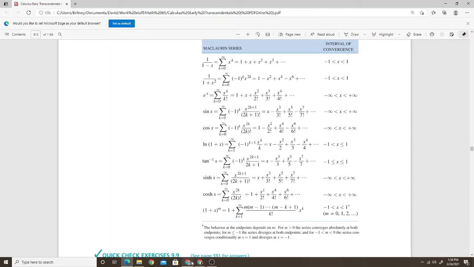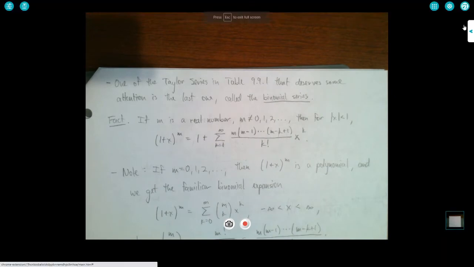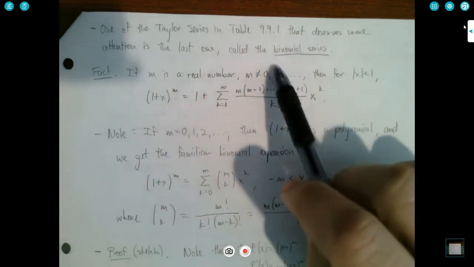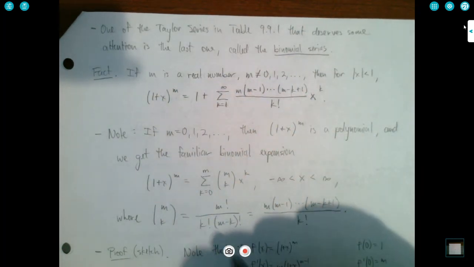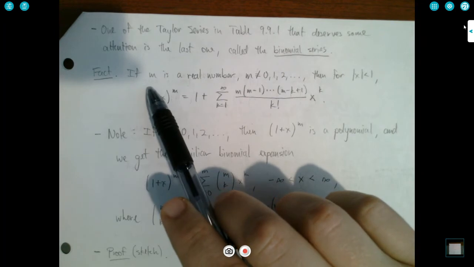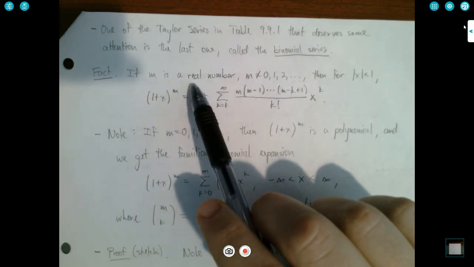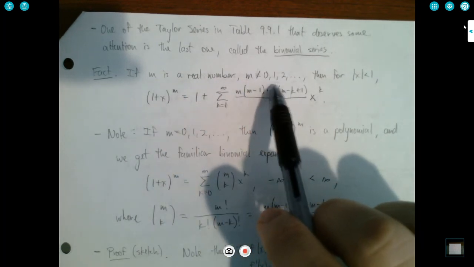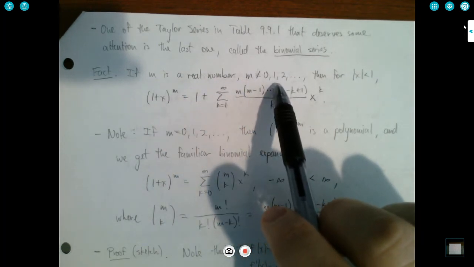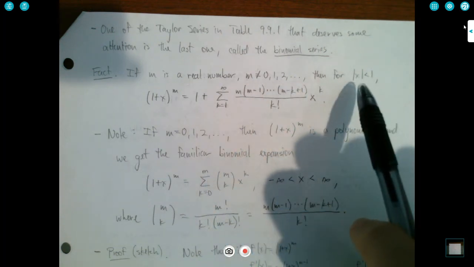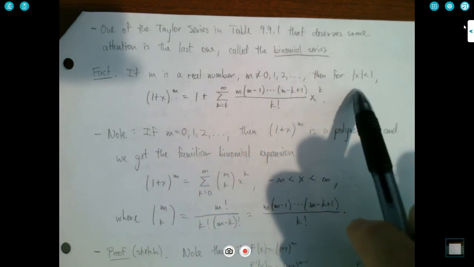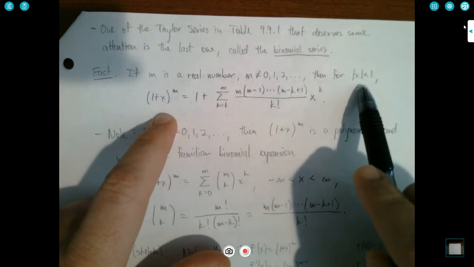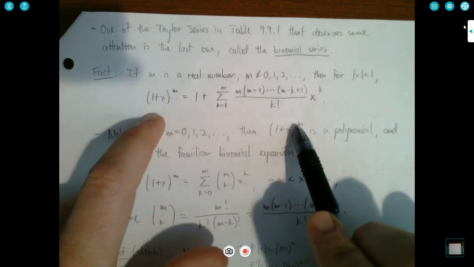So a couple things to say about this. That series is called the binomial series, and it says this: if m is a real number but not, say, a positive integer, then for any value of x where the absolute value of x is less than 1, you get this. So this is the interval of convergence for this particular series.